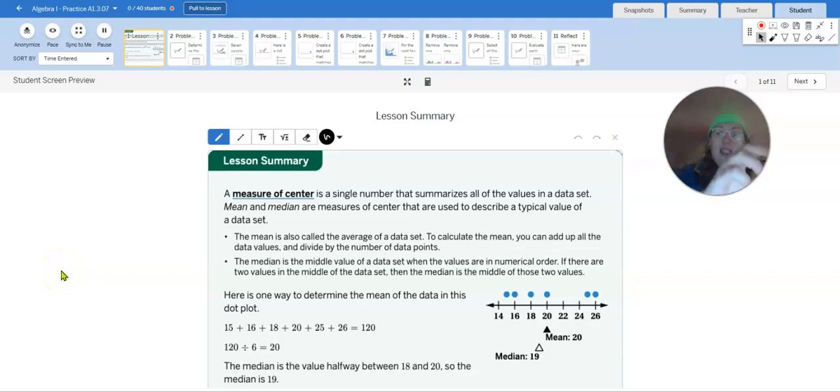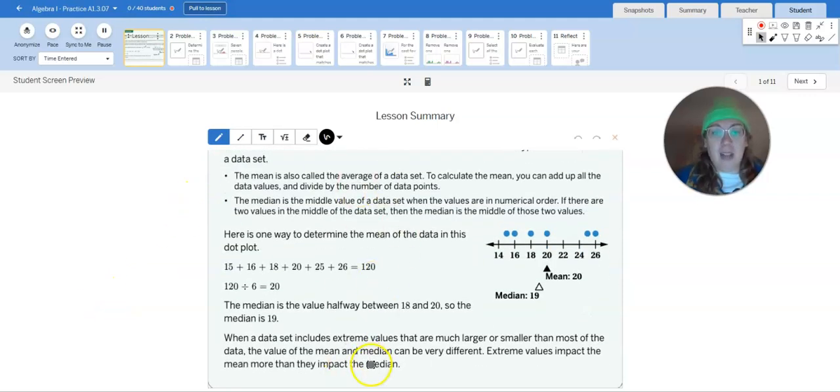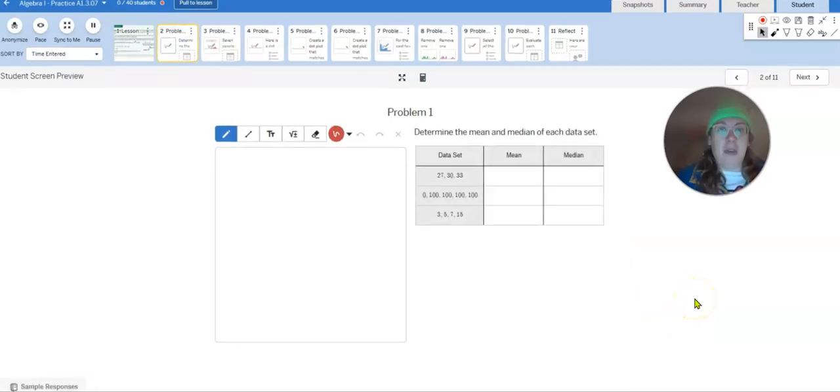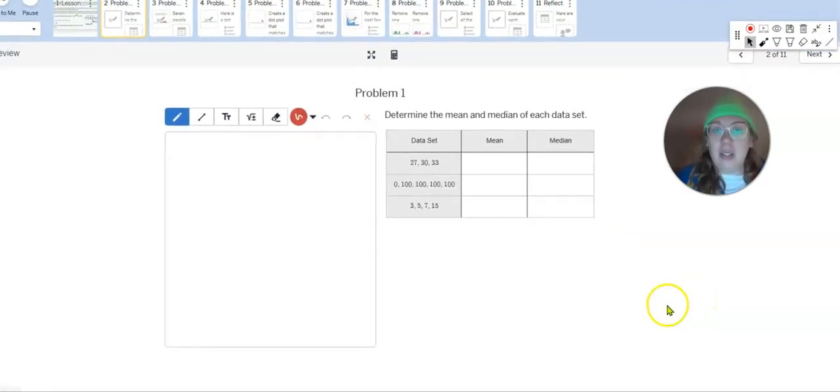You can check out this lesson summary, going through how we find those values. At the bottom, note that when you have extreme values that are much larger or much smaller than the rest of the data set, our mean is going to be pulled in that direction. If you're all set and ready, push ahead to slide 2, where you're looking at the mean and the median of each of the data sets.